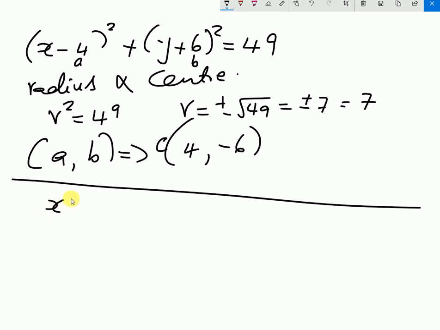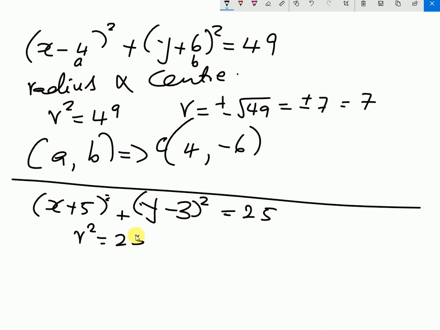I'm having here (x + 5)² + (y − 3)² = 25. How much is the radius? The r squared is equal to 25, meaning that r is equal to plus or minus the square root of 25. And this r here is equal to how much? Plus or minus 5. R is always positive. This means that r is 5.